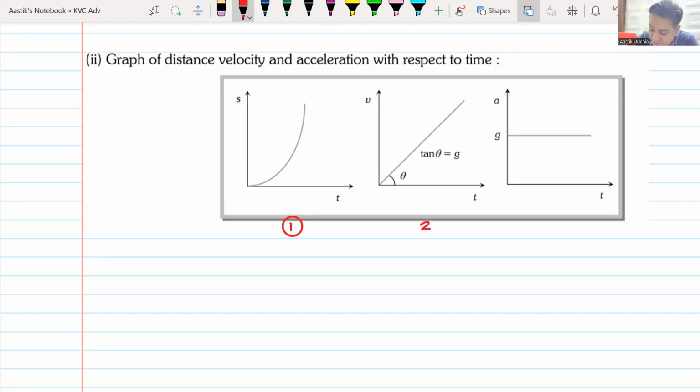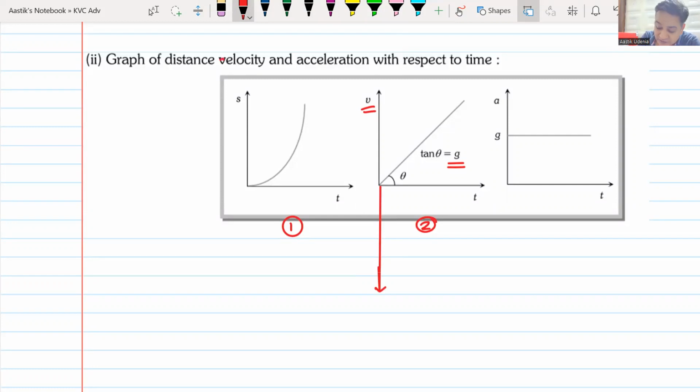Second graph is between velocity and time. You must know that the slope of a velocity-time graph gives us acceleration. Here the acceleration is constant and the slope will be equal to g. The slope would be negative because velocity, here it is drawn as positive, is actually always negative. So this graph should have been drawn in this direction. Do we understand this?